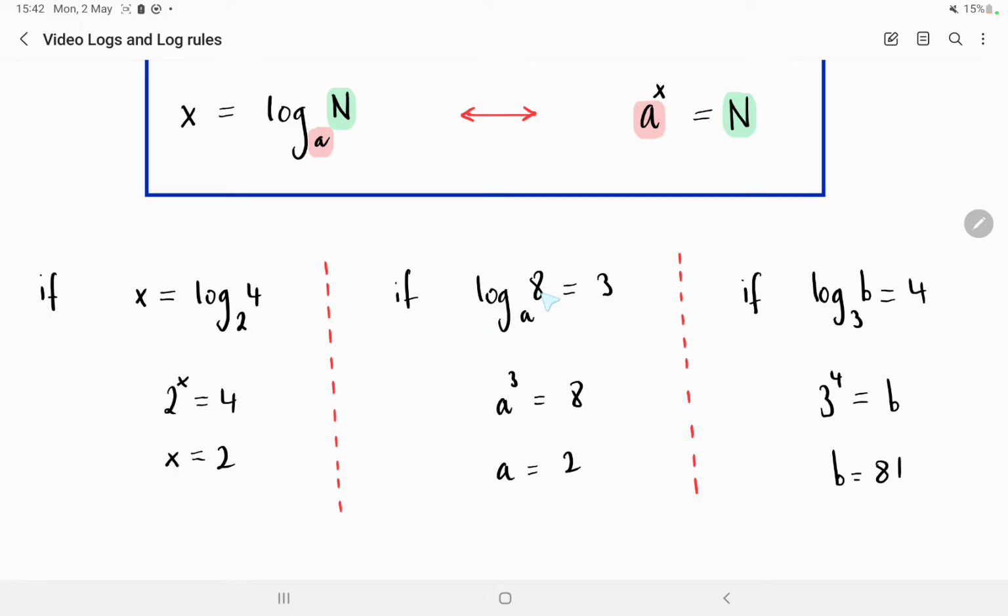Similarly here, log 8 to the base a is equal to 3. Whenever I rewrite that, it's going to be a to the power of 3 is equal to 8. So in this case, the unknown is our base a, so we'll take the cube root of 8, which is 2. And finally here, whenever I rewrite log b to the base 3 is equal to 4, well then that's going to be 3 to the power of 4 is equal to b. So I'm just working out what 3 to the power of 4 is, which is 81.